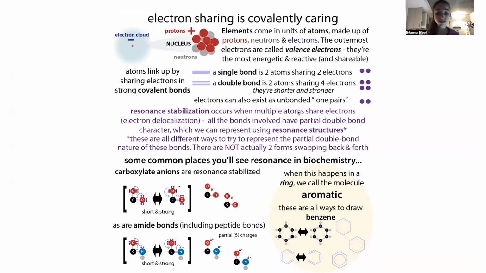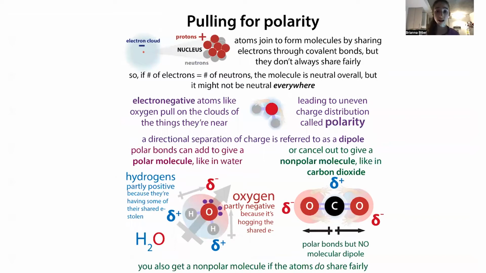And sometimes they don't share fairly. And in this case, we can get uneven distribution of charge, which we call polarity. So the positively charged protons are stuck in place, but the negatively charged electrons are in this cloud. This means that when these electrons are shared, they can get swayed towards the nucleus, so towards the positively charged part of one of the atoms that is sharing them.